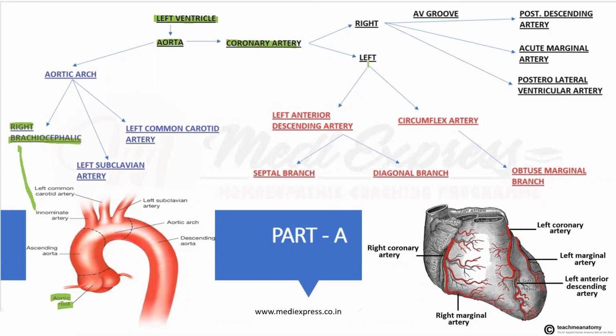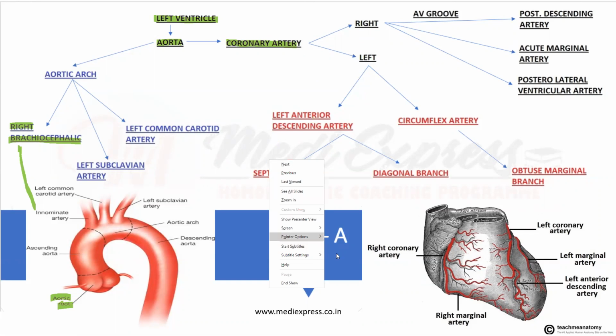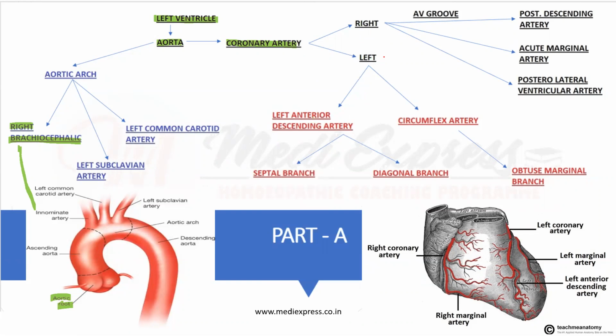Now next one. First, coming to the left, we'll discuss the left coronary artery. The other name for the left coronary artery is the left main trunk. I'll write over here. Left main trunk. Now, the left coronary artery is divided into two, and the branches are the left anterior descending artery and the circumflex artery.